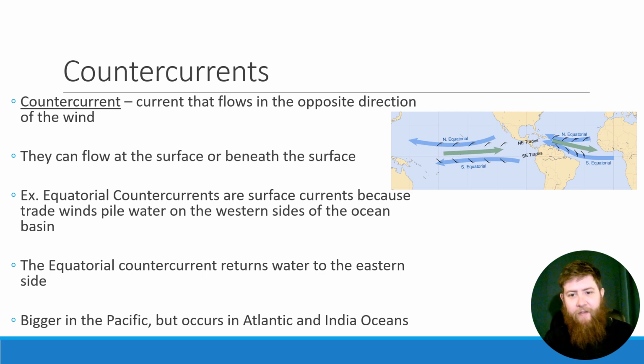And then the last thing inside of 24.1 here is countercurrents. These are currents that flow in the opposite direction of the wind. So we talked about these westerlies blowing really strong here. This little countercurrent in green here is moving against that. Countercurrents can flow at or beneath the surface of the ocean. The example we're looking at is the equatorial countercurrent. They're surface currents, within the first 1,000 meters of ocean.